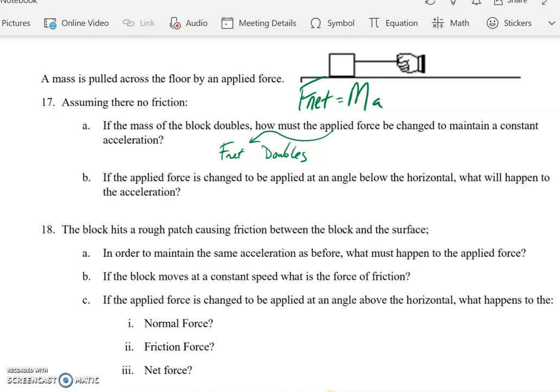If the applied force is changed to be applied at an angle below horizontal, what will happen to the acceleration? So if instead of pulling to the right, now we're pulling down and to the right, the x component is now smaller than the original force. Like if this was 10, this might now only be 6 newtons to the right. So that's going to have a smaller net force, which means you have a smaller acceleration.